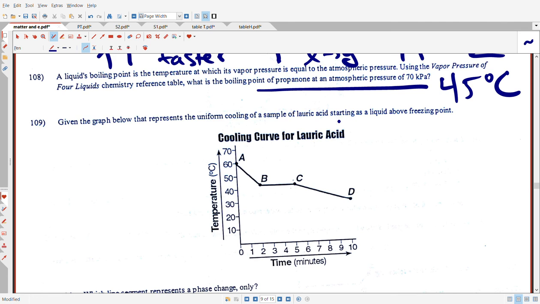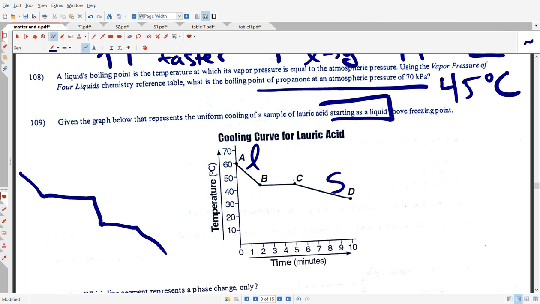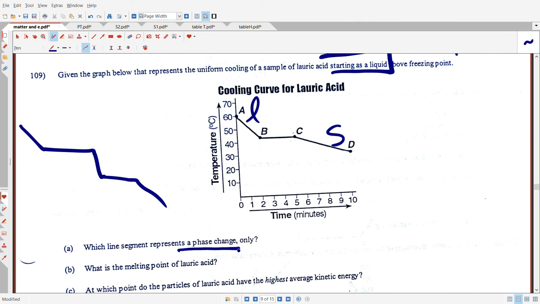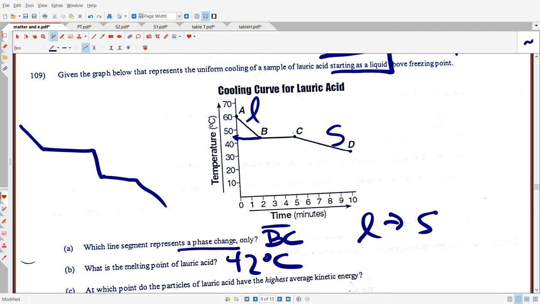Cooling curve. Starting as a liquid. Very important you read that because normally you don't think to put a gas there, but it's a piece of the curve. It's not the whole cooling curve chart. Which line segment is a phase change? Well, BC, because you're going from liquid to solid. What's that melting point? Well, you go over here. It's, I would say, about 42 degrees Celsius.